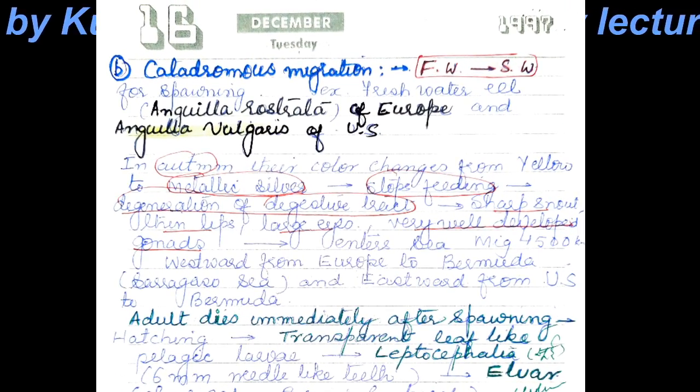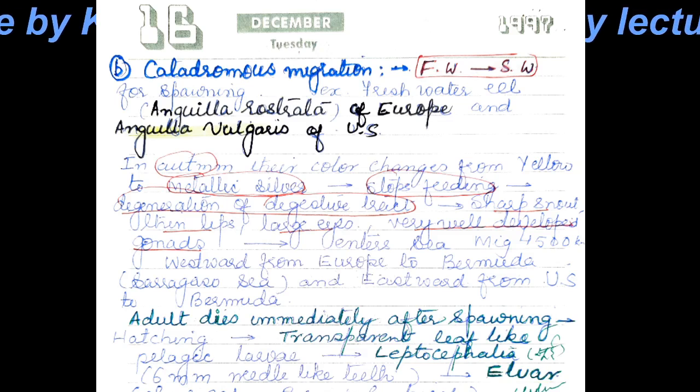Now, another type of migration is catadromous migration. Here the fish moves from fresh water to salt water for spawning. The example is freshwater eel, Anguilla anguilla of Europe and Anguilla rostrata of United States. In autumn season, they change their color from yellowish to metallic silver. They stop feeding. Their digestive tract gets degenerated. Their snout gets sharpened, lips get thinner, eyes become larger, and gonads become very well developed.